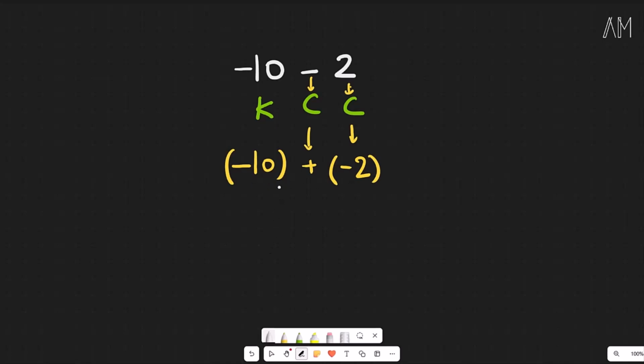In addition, here I have the signs the same, so I will add them. I will get 12, and the sign of the greater number will be assigned till the end, and the final answer is negative 12.